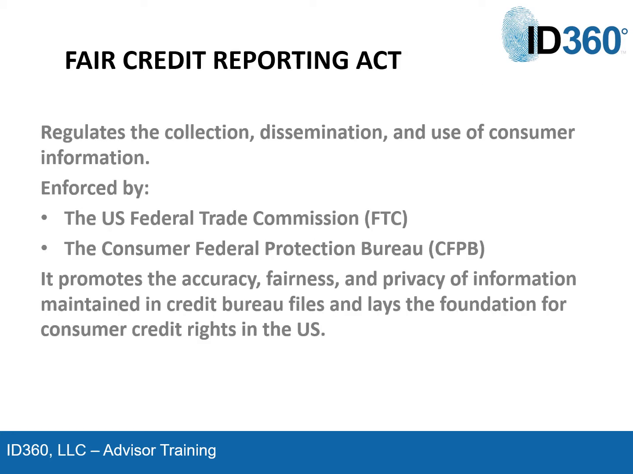The first consumer protection law that we will cover is the Fair Credit Reporting Act. It was enacted in 1970, and it regulates the collection, dissemination, and the use of consumer information. It's enforced by the Federal Trade Commission as well as the Consumer Federal Protection Bureau. Its purpose is to promote the accuracy, fairness, and privacy of information that's maintained in credit bureau files, and it also lays the foundation for consumer credit rights in the United States.